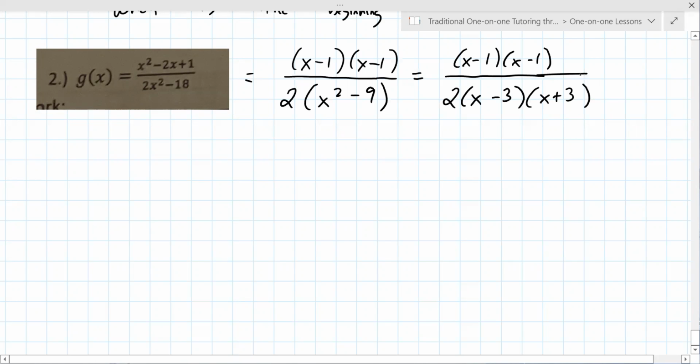All right, now I know we did domain first. We're not going to do domain. There are no holes because there is no place where the factors in the numerator and denominator cancel. So we're going to move right to vertical asymptotes or discontinuities.